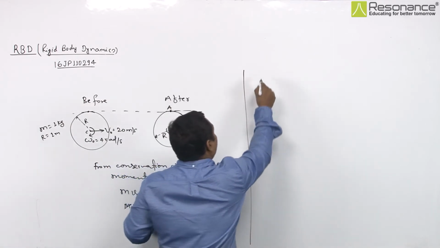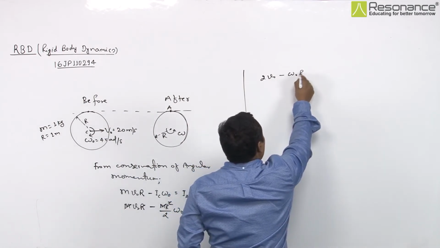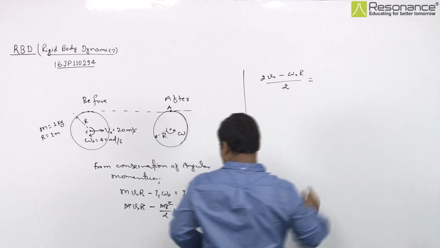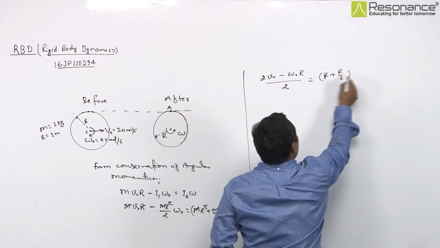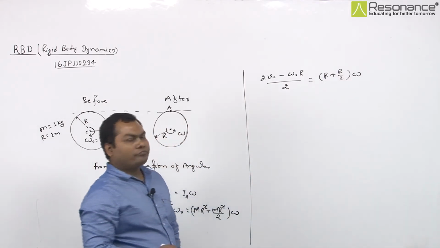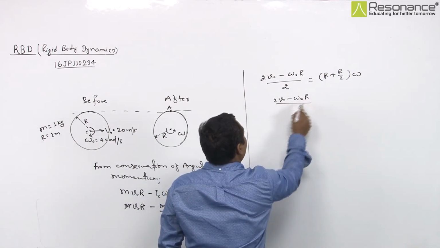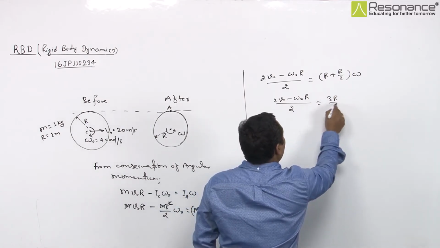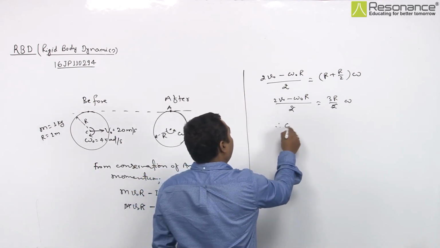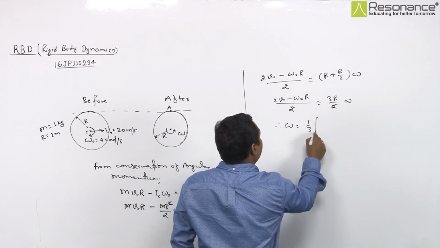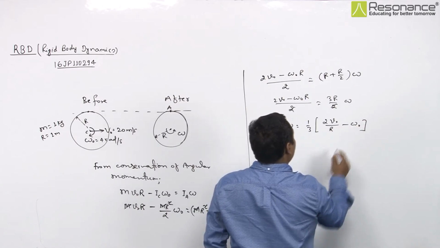So, we will have 2 v naught minus omega naught r divided by 2 equal to r plus r by 2 multiplied with omega. This is 2 v naught minus omega naught r upon 2 equals 3 r upon 2 omega. This 2 gets cancelled. Therefore, omega will be 1 by 3 times 2 v naught upon r minus omega naught.